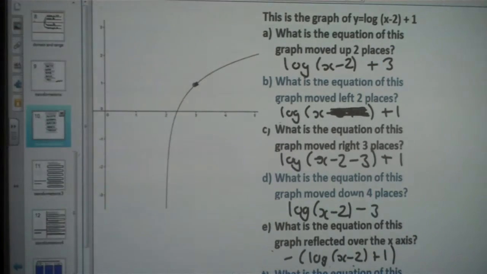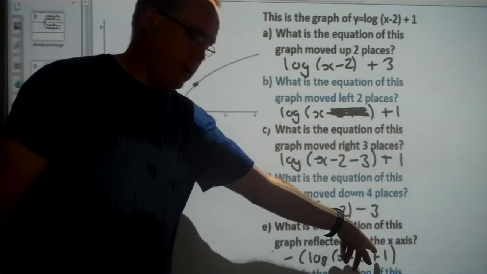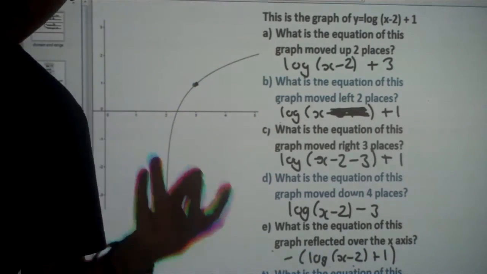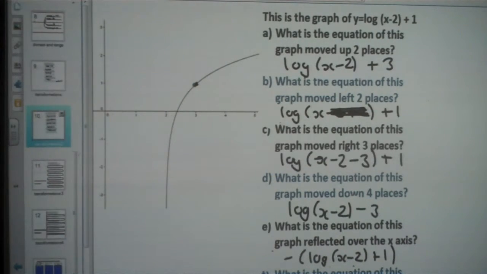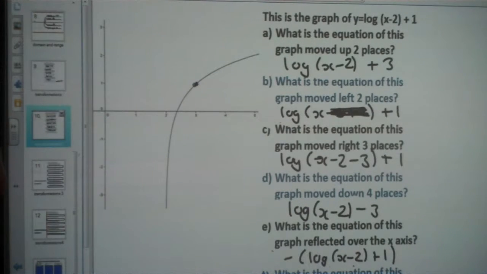And that will reflect it over. Notice I got negative in parentheses at the start, so you could also say it's the negative log of x minus 2 take away 1. A lot of people remember to do the negative of the first term, but they forget to do it for the whole thing.